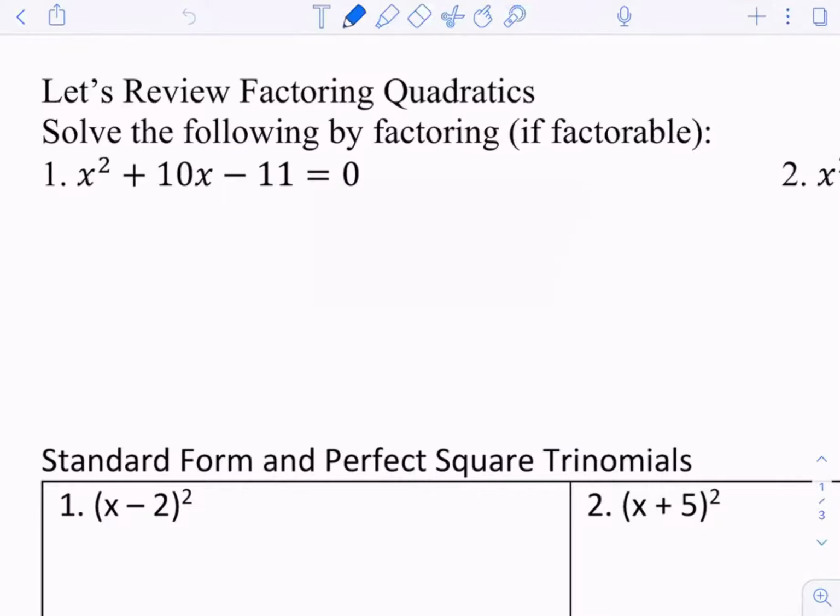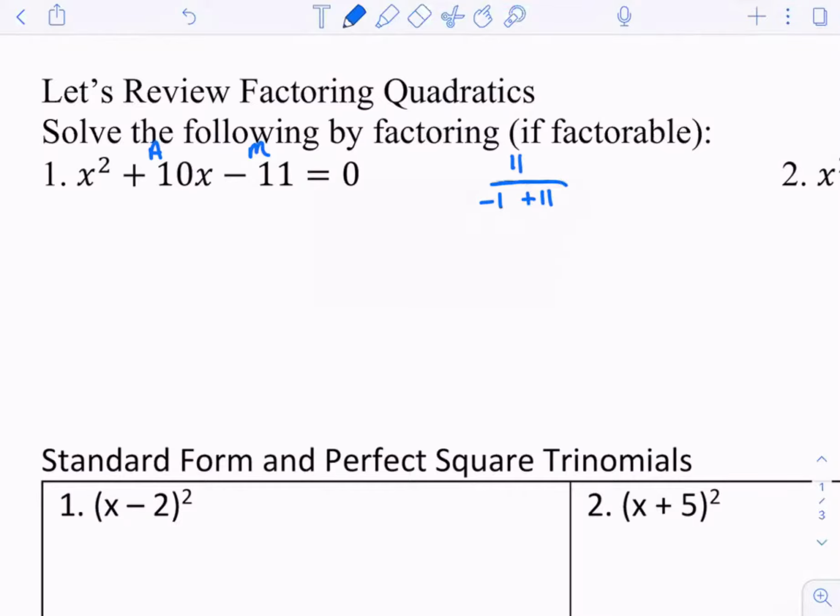There's no GCF, so I cannot take out a GCF. So I'm looking for two numbers that add to positive 10 and multiply to a negative 11. If I think of the factors of 11, I just have 1 times 11. Those are the only factors. If I have to multiply to a negative, that means the signs are different. But if I add to a positive, that means the larger one is positive and the smaller one is negative.